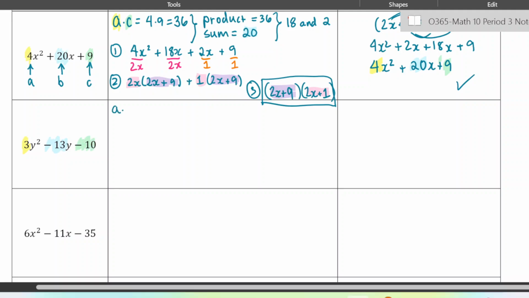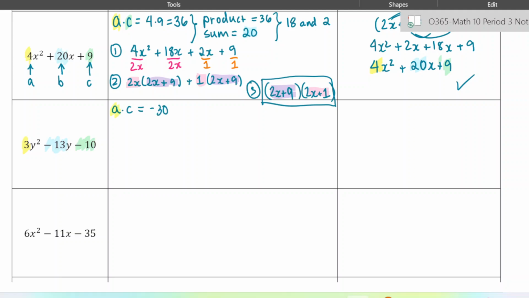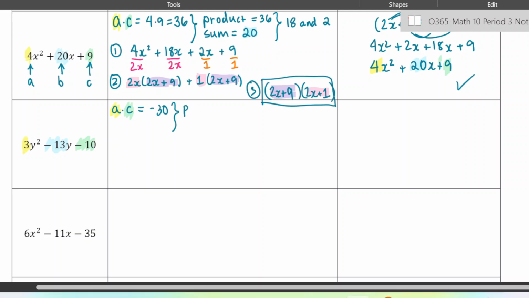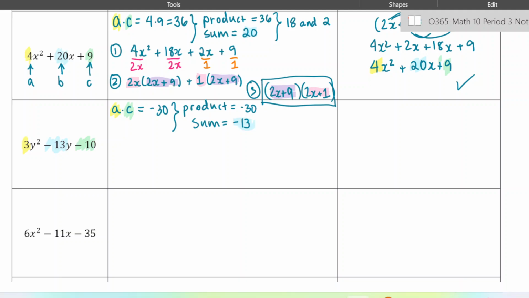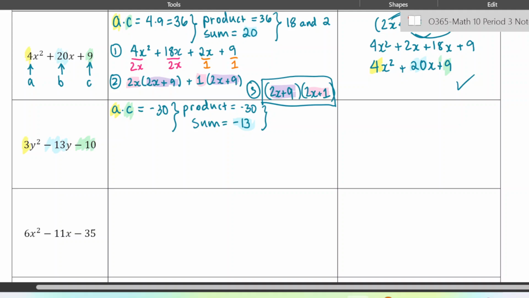So our product that we're interested in is going to be negative 30. That is 3 times negative 10. And so we are looking for two numbers that have a product of negative 30, and the sum of those two numbers is going to be negative 13, that middle coefficient there in blue. Okay, so let's try and think of those two numbers. One of them is going to be negative because the product's negative. I think the numbers end up being negative 15 and 2, because those two numbers add to negative 13 and they multiply to negative 30.